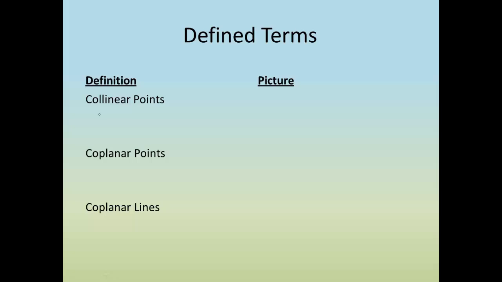Collinear points. The prefix co, which you'll see on all 3 of these vocabulary words, means together. Linear talks about line, so we're saying they're together on a line, and that is exactly the definition. These are points on the same line.